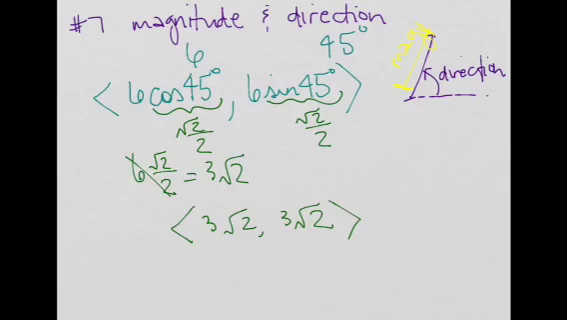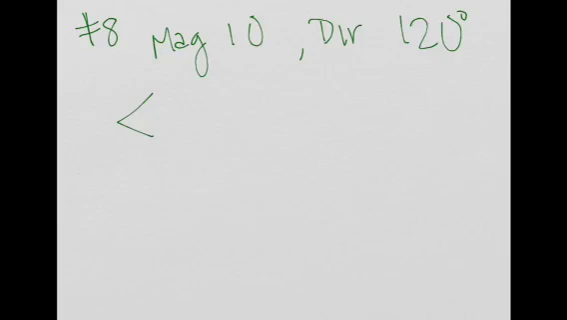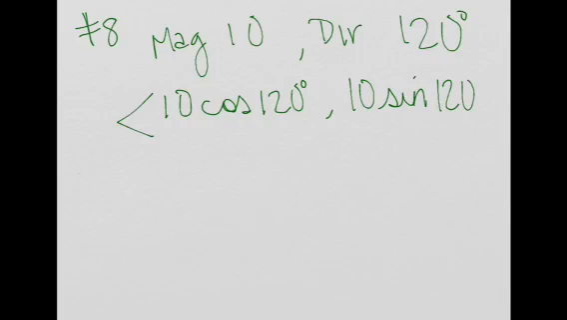Same process for each of the others. If I did number 8 with a magnitude of 10 and direction of 120 degrees, I'm going to set it up, take my magnitude and multiply it by the cosine of my direction, 120 degrees. And same thing here for my y value. Okay. And then I would think back to my unit circle or bust it out and remind myself that that's 2 pi over 3.